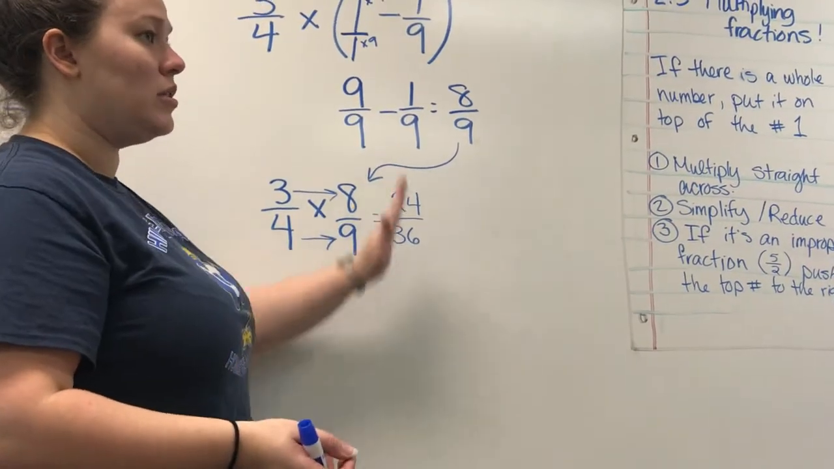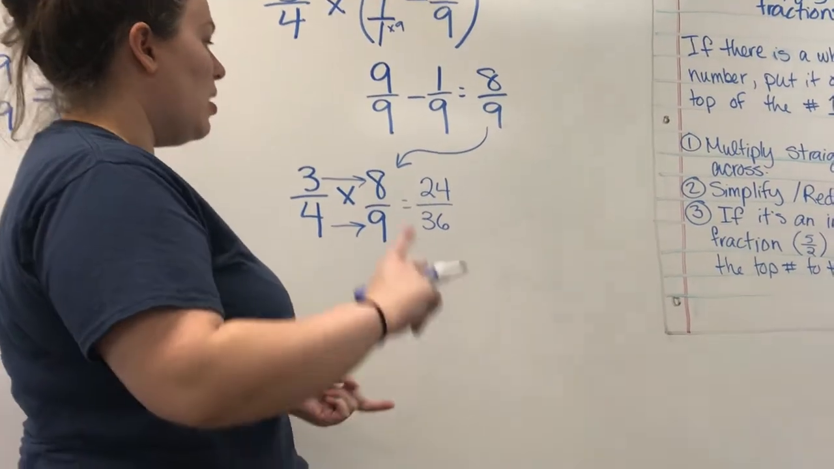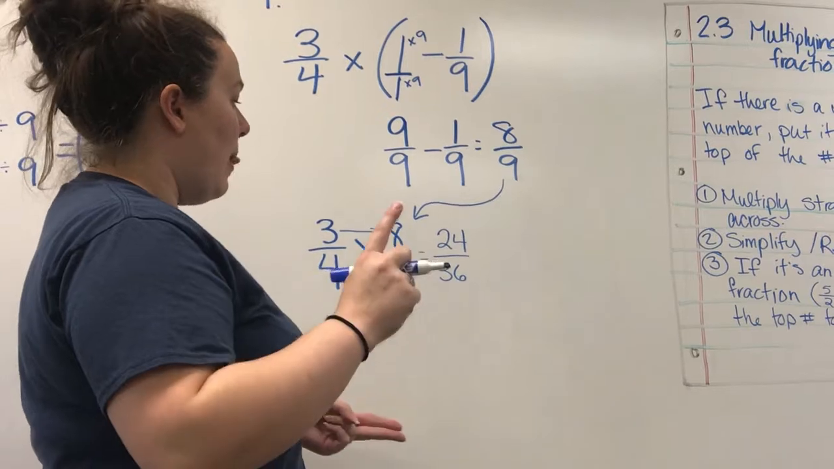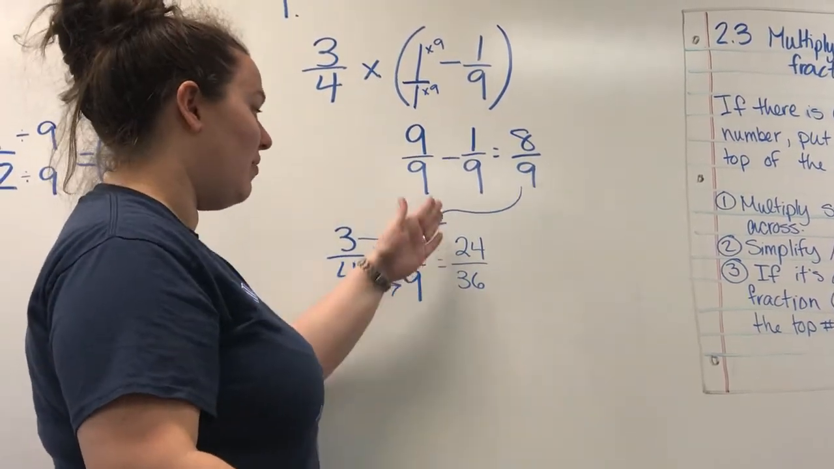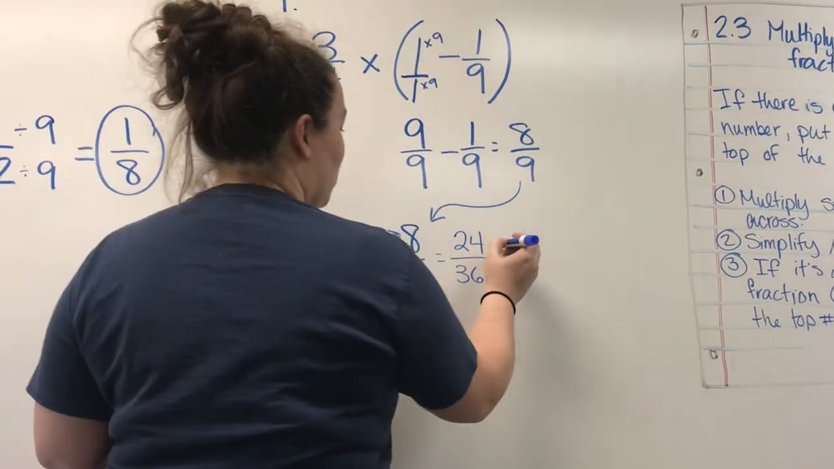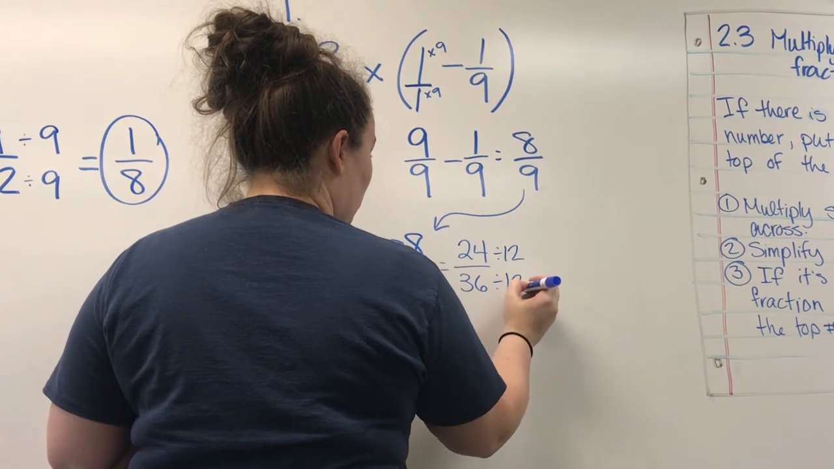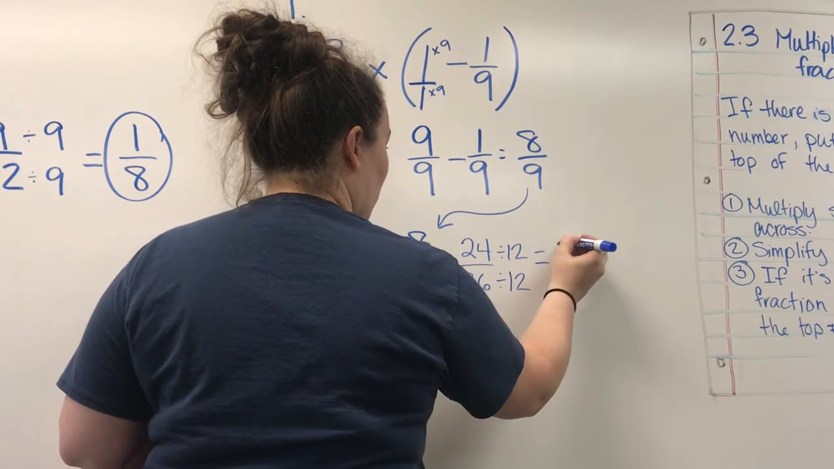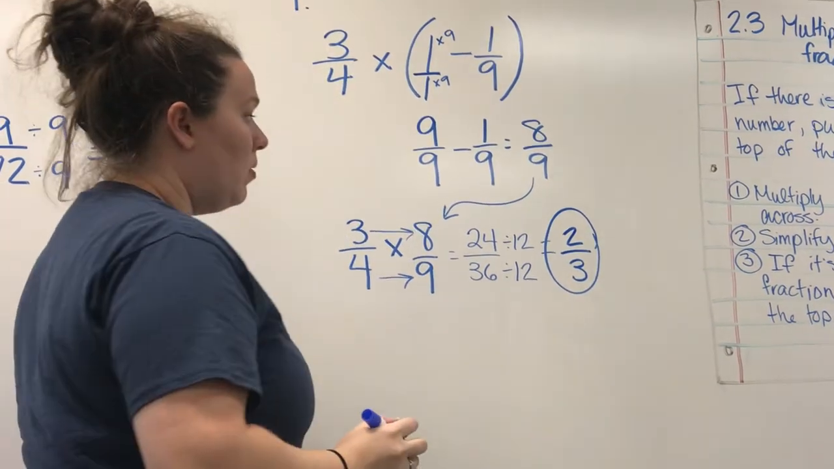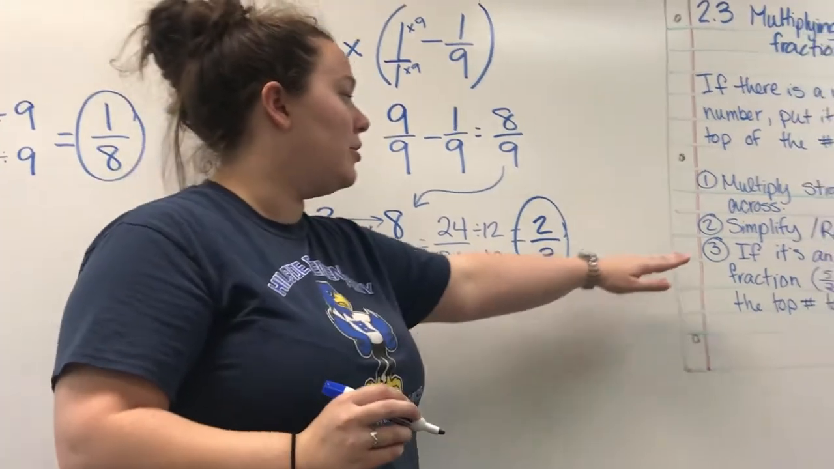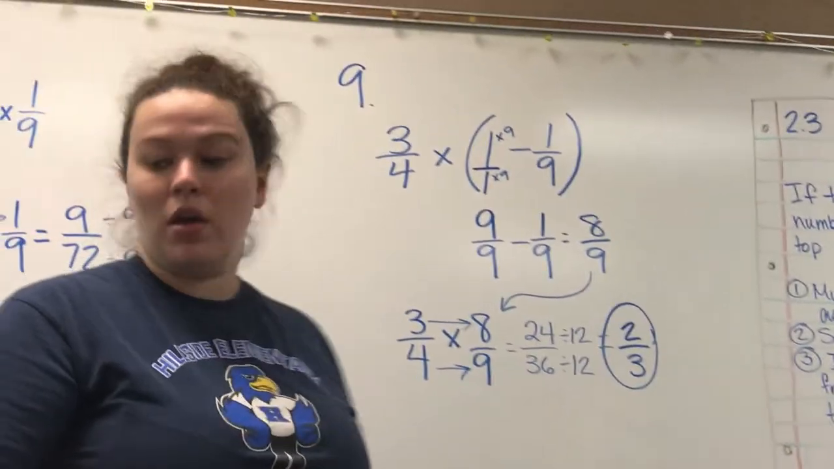What factors or what smaller numbers do these have in common? They have 2 in common. They have 4 in common. They have 6 in common. They even have 12 in common. There's a lot of numbers that these two numbers have in common. I'm just going to go with the biggest one that I know right now. And I'm going to say 12. This is its simplest form, and I don't have to change an improper fraction. I've already reduced. It looks good.